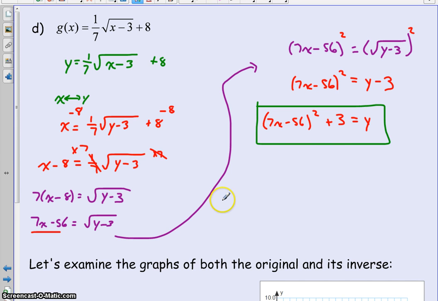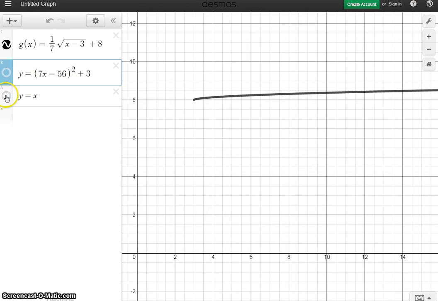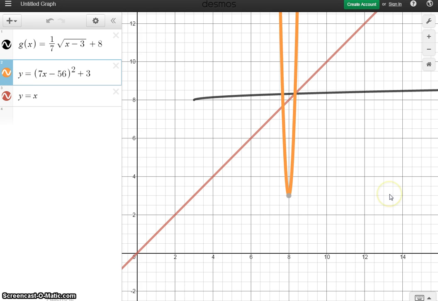and see what kind of weird stuff happens here. Okay, so here's a graph of my original, and again it kind of looks like the top half of a sideways parabola. But you'll see if I put in the line y equals x, look what happens when I plot the inverse. All of a sudden it's different, right? Because the original function was half a sideways parabola. The inverse, looking at the equation at least, is a full parabola. So there's a bit of a disconnect here.